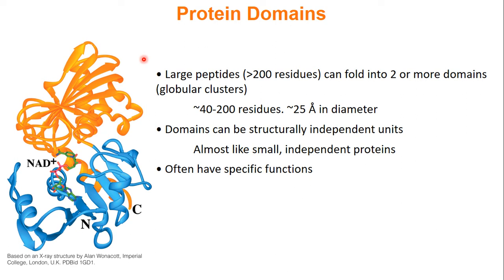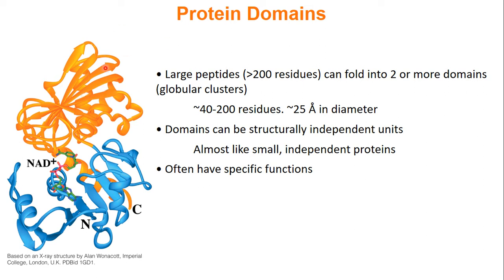So continuing on with what we have learned by looking through all these structures, we've learned that large proteins, those greater than 200 residues, can fold into multiple parts called domains. Now I say parts, but do realize that these are still connected amino acids. The peptide bond isn't broken here, but you have two very separate and distinct clusters that we call domains. Generally, a domain is going to be between 40 and 200 residues and 25 angstroms in diameter. And domains are usually structurally independent of each other.